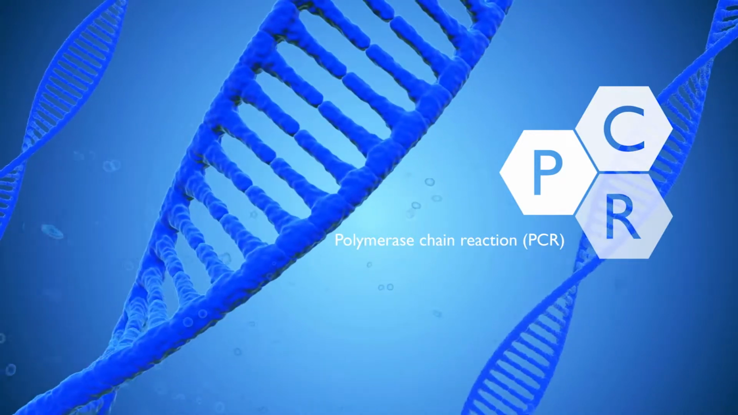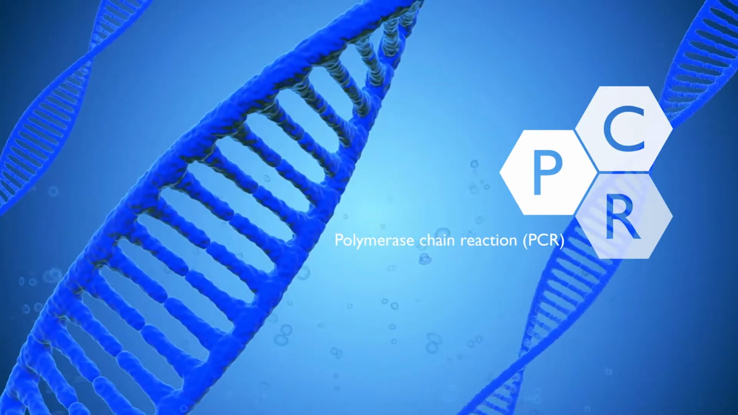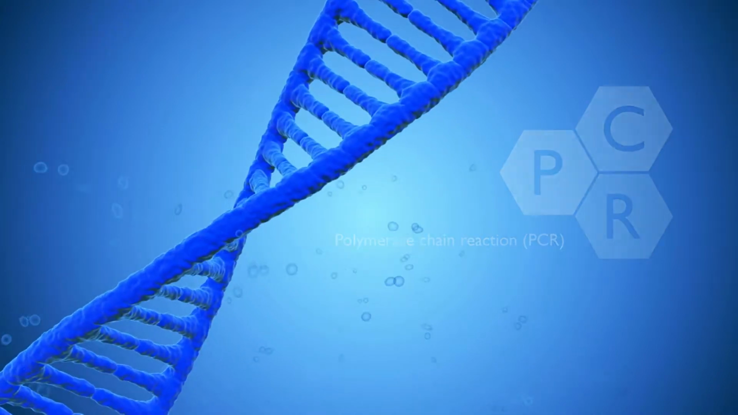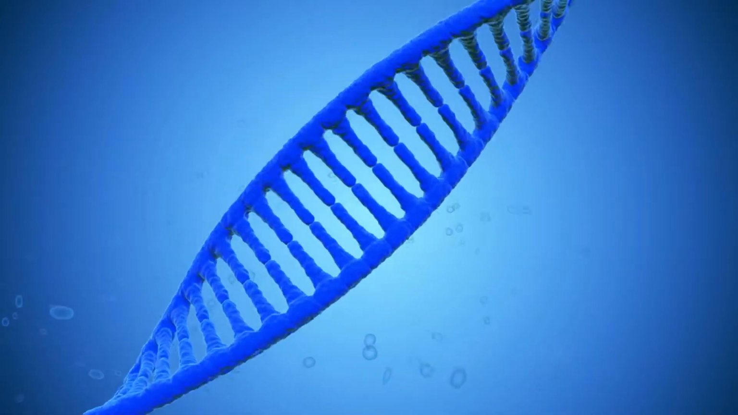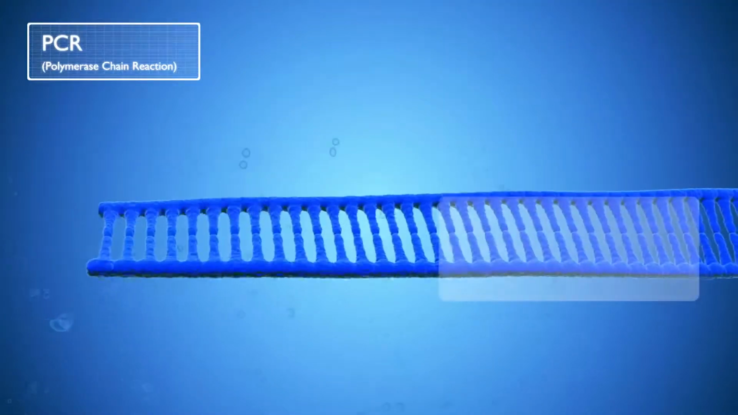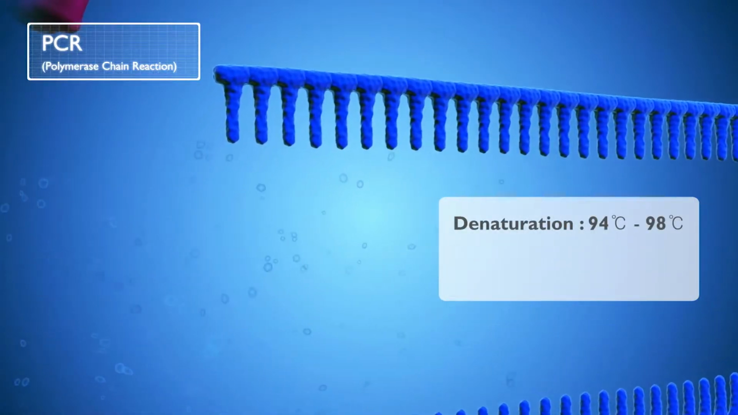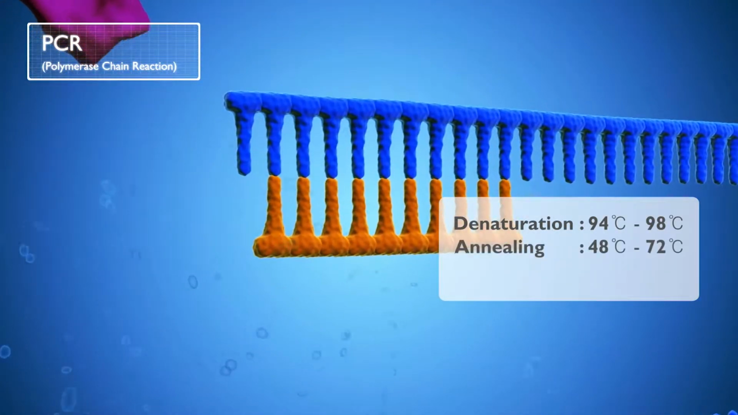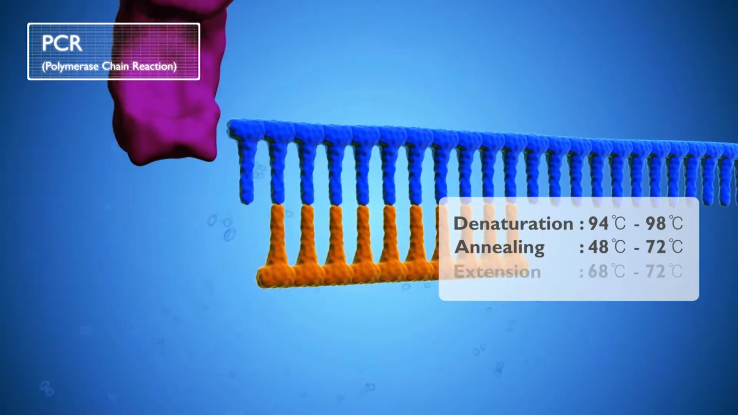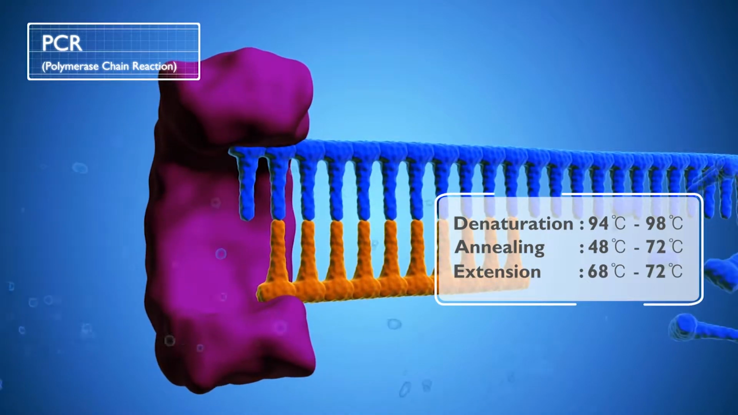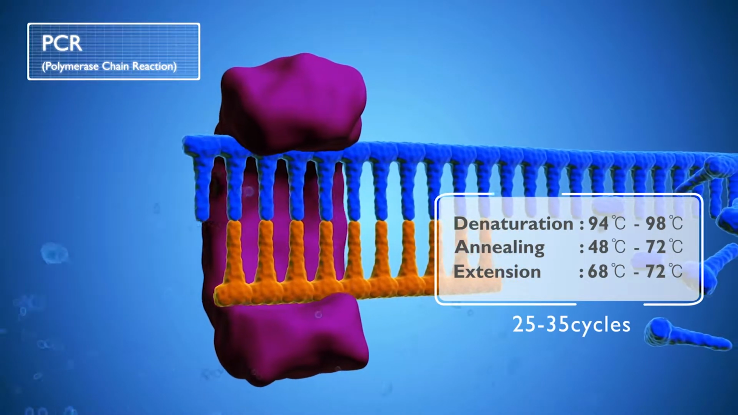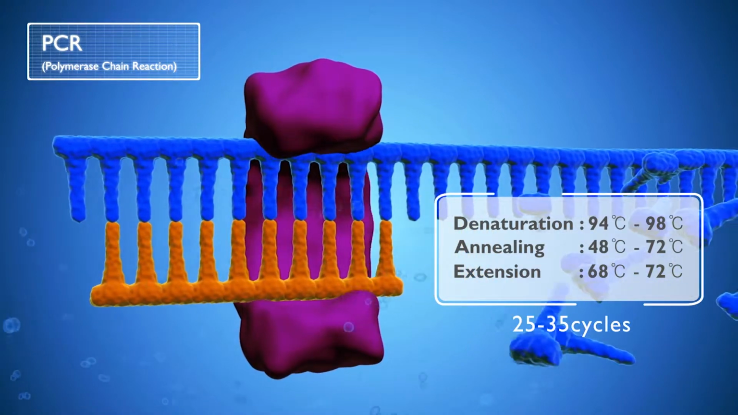PCR is a method for the rapid and massive amplification of target DNA region in a tube. The DNA amplification step consists of denaturation, annealing, and extension, and target DNA can be amplified in larger quantity through 25 to 35 cycles.